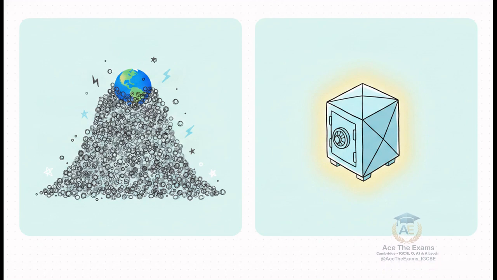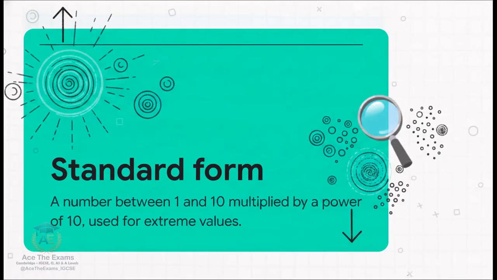Now look at the visual relief on the right side. 5.972 times 10 to the power of 24 kilograms. This isn't just shorter, it's practically immune to zero counting errors, and it makes it incredibly easy to compare with, say, the mass of the Sun, which is 1.989 times 10 to the power of 30 kilograms. Standard form is a total lifesaver. So what exactly is the rule here?